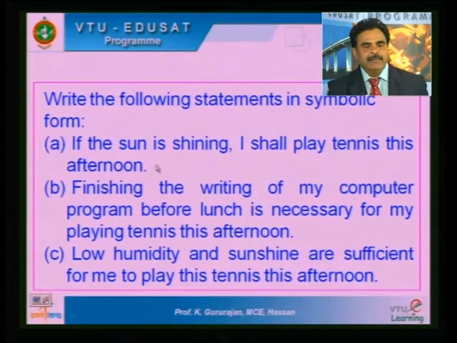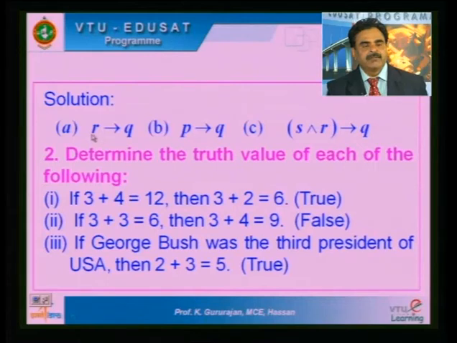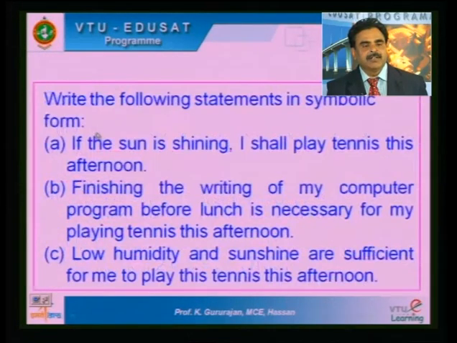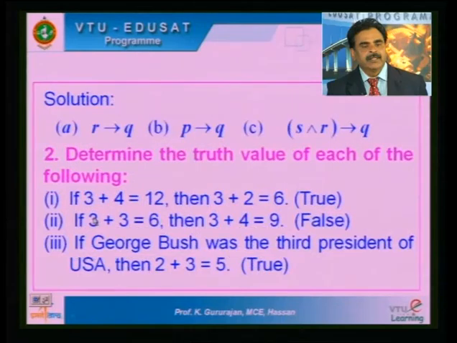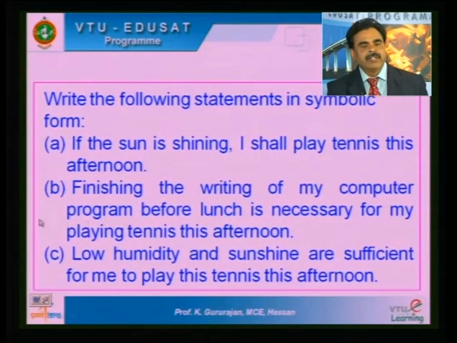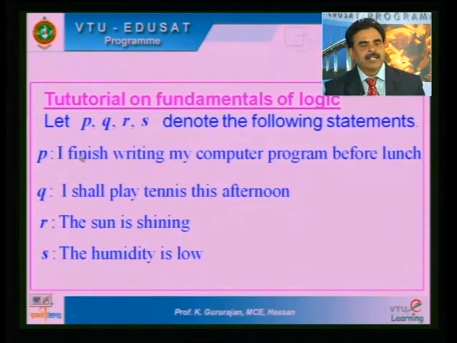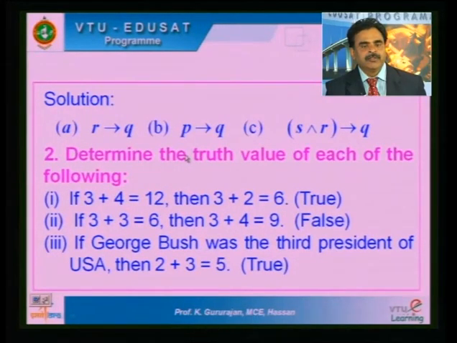Therefore, the first statement, if the sun is shining, then I shall play tennis this afternoon, can be written symbolically as R implies Q, because R stands for sunshine. So if the sun is shining, then I shall play tennis this afternoon. Second one, finishing the writing of my program is necessary. Only if I finish the program writing before lunch, then only I can play tennis in the afternoon. So the same we can write symbolically as P implies Q. If I finish all the work before lunch, then I can go and play in the afternoon.